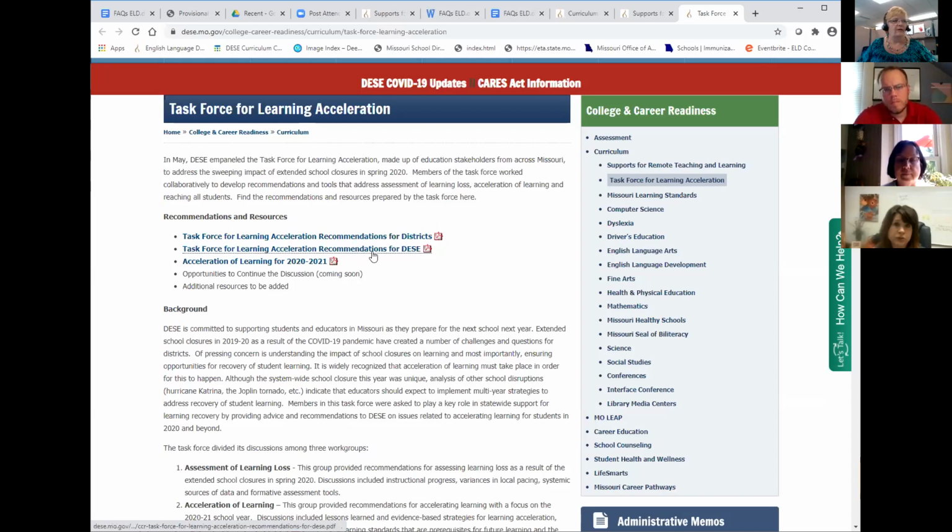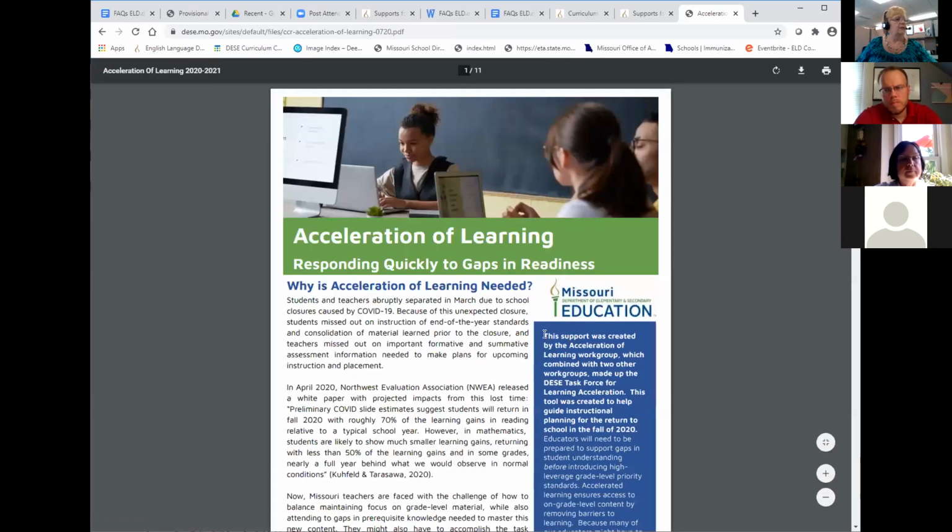We also have task force recommendations that they would like to see DESE carry out. That list there is for the recommendations that they wished us to pursue, and we have met a few of those already. One of the ones that we've already worked on is this acceleration for learning site, and I want to go to it.